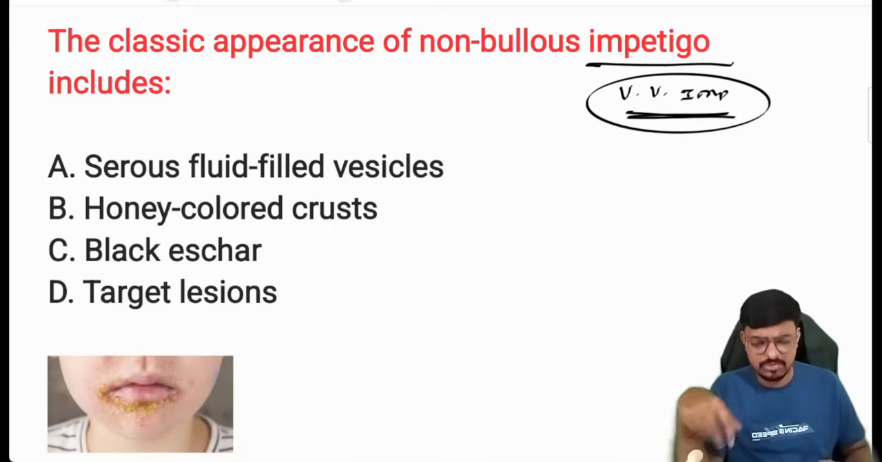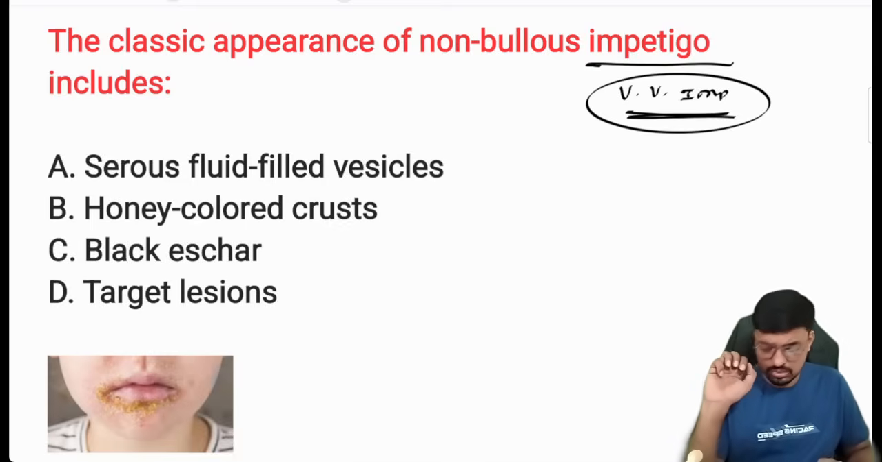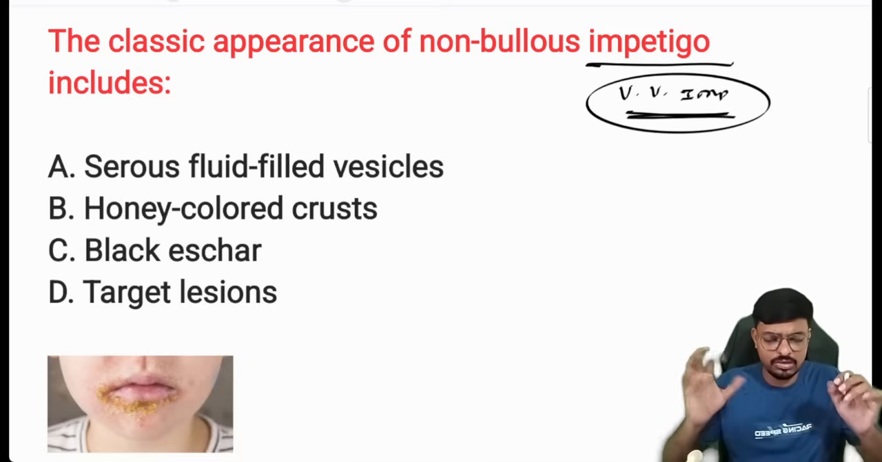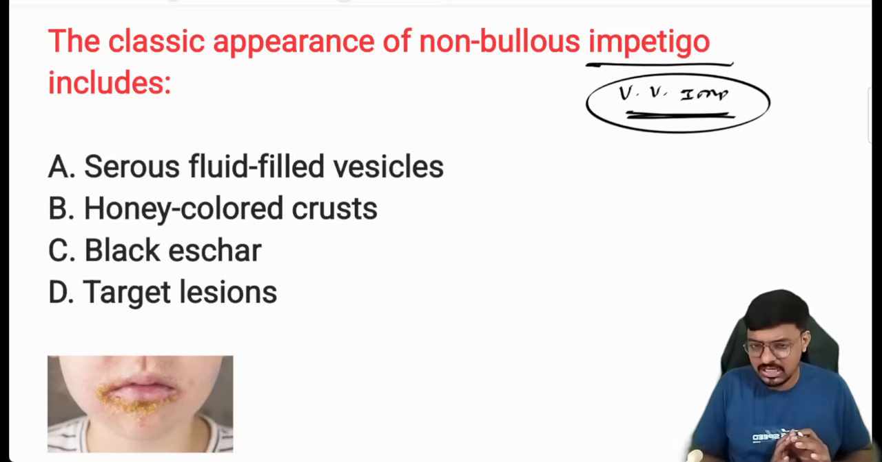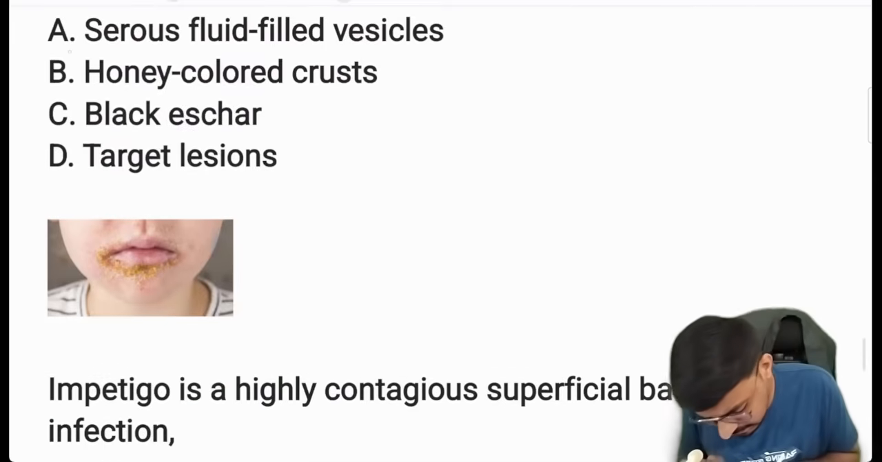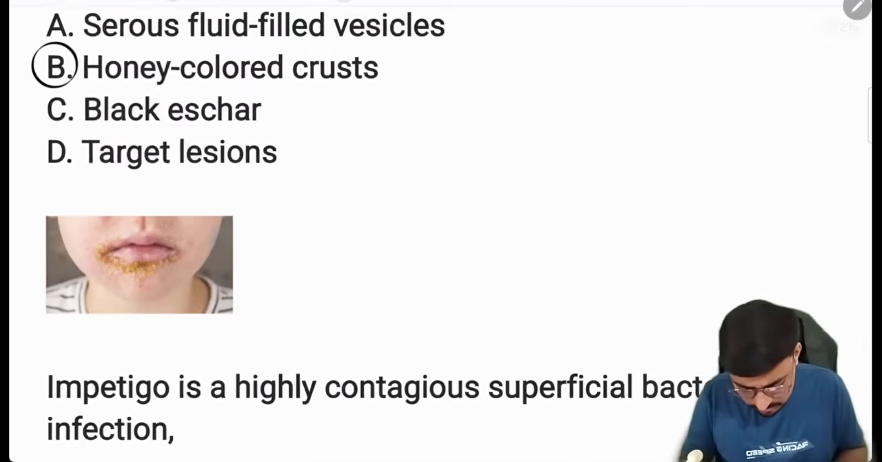It has a classical picture where we can look and diagnose easily. That is the reason there is the highest chance of an image-based question also. So let's discuss this particular Impetigo in detail and very quickly with golden point chanting. The classical appearance of non-bullous Impetigo includes honey colored crust, a very important classical picture we will get in a patient with Impetigo.